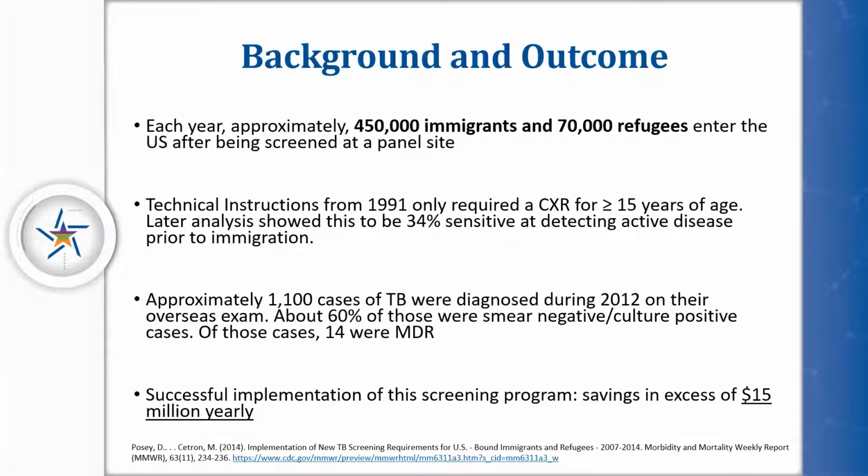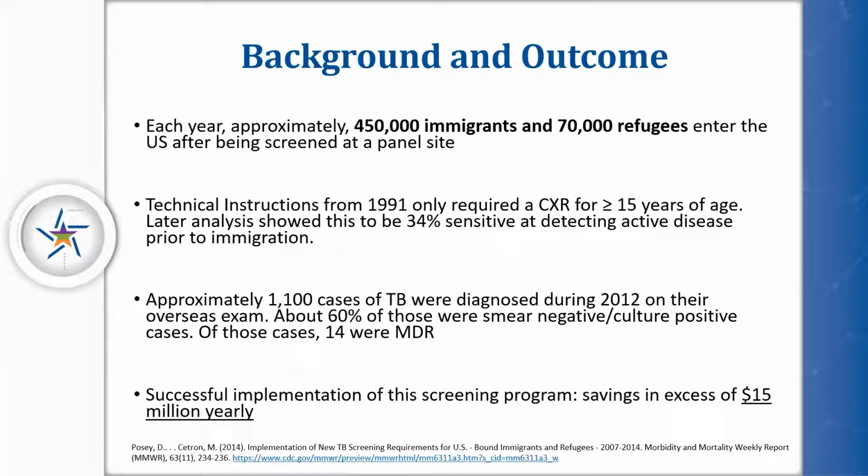A little background, I took this from a paper that looked at the difference when sputum smear and culture was added to the overseas screening. In addition, I'll share some information on what happened when we added the IGRAs for children. But let's start with this: each year there are about 450,000 immigrants and about 70,000 refugees, and this number will vacillate, obviously, who enter the US after being screened at a panel site.